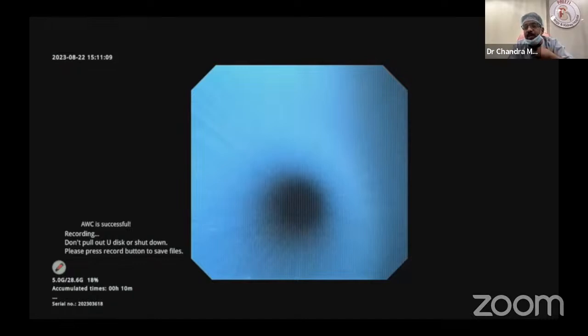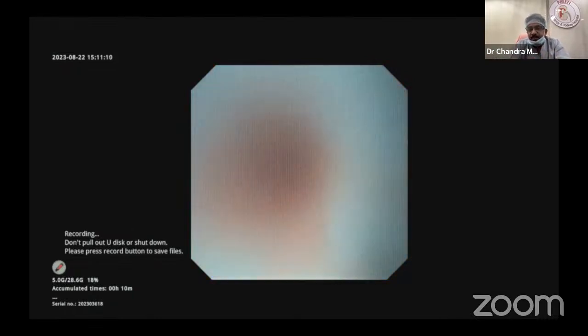I am a proponent of ECIRS, but I am showing the other method. So you should be open-minded. You should not say that I will do this only. This is the best. That is the best. No, every case is different. You have to go accordingly. See it.